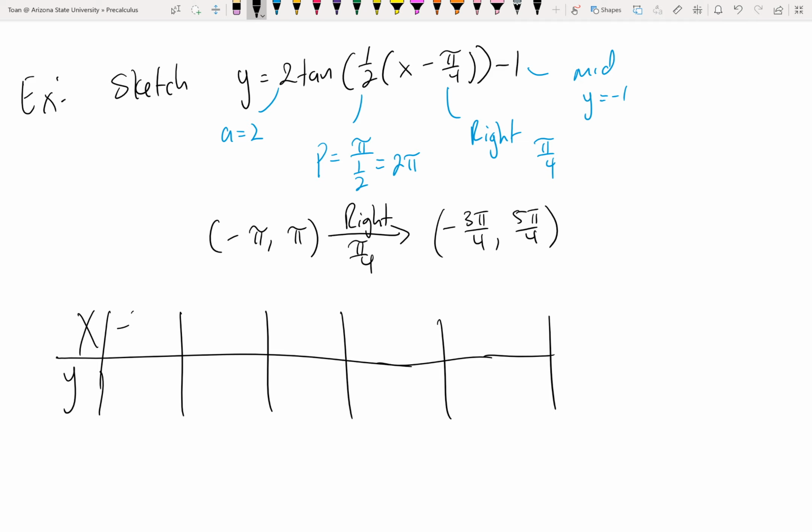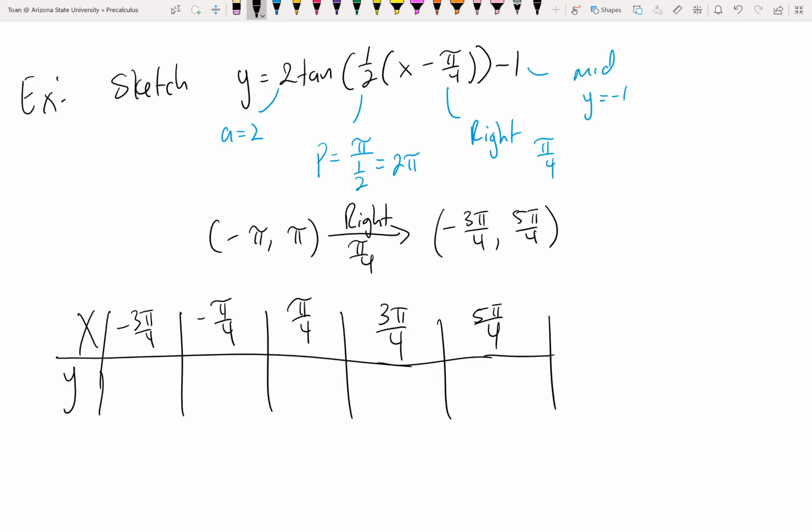So you start with -3π/4, 5π/4. In the middle here is the average of those two numbers. So add them up, divide by 2, and you get π/4. So this guy here, you can add these two numbers, divide by 2. That's going to give you a negative π/4. And then last but not least, a positive 3π/4.